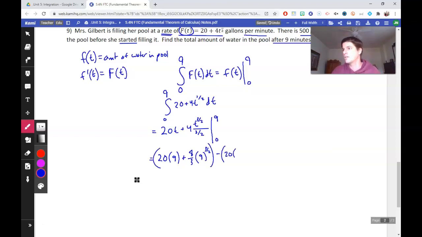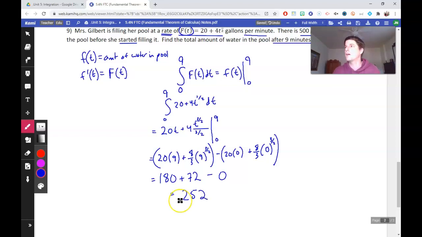Then we need to plug in 0, which will be a lot faster because we already have it set up, and it's just 0, so all of that's going to be 0. So 20 times 9 is 180. Here, the square root of 9 is 3, then cubed is 27, then we divide by 3, so it's back to 9. 9 times 8 is 72, minus 0 over here, so we get 252. 252 what? Well, 252 gallons are added over the 9 minutes.